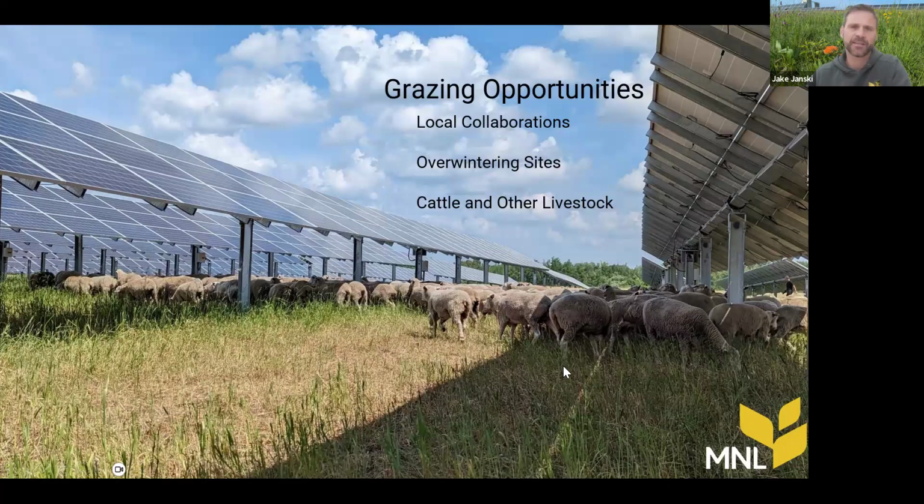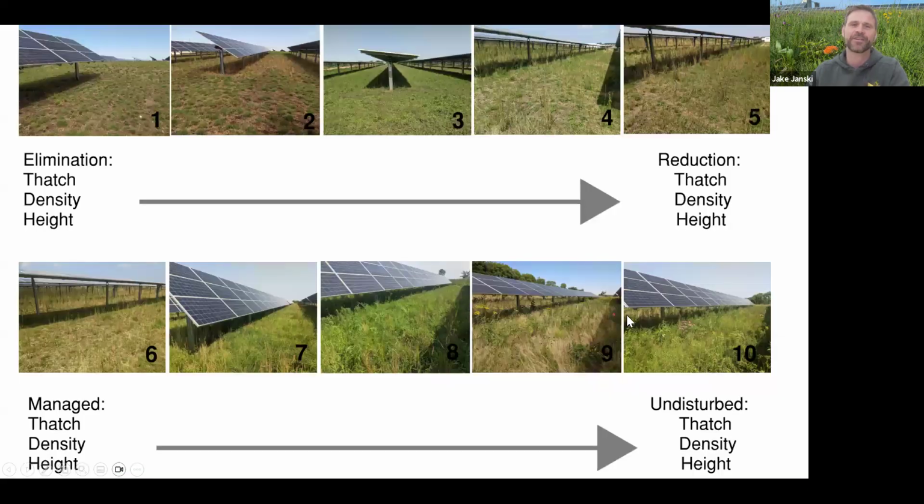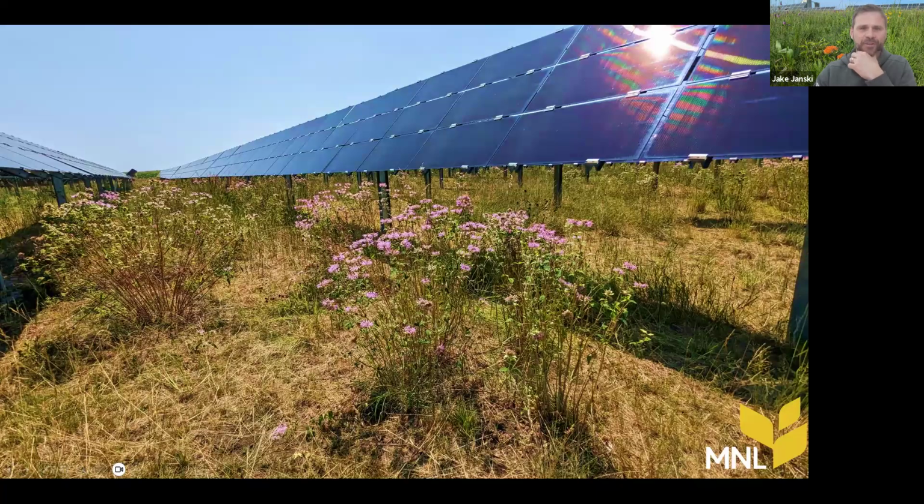Also, overwintering sites in warmer climates. We are always looking for places to take sheep, especially from up here in the cold region. And we're also looking a lot at cattle and other livestock operations. And really quick, our grazing approach, I just want to show you this. There is a lot of control we do have over the intensity of the graze event, from very intensive grazing that eliminates all vegetation and thatch, to lighter grazes that have less of an impact on the vegetation, but still reduce the height. Just a couple examples of that.